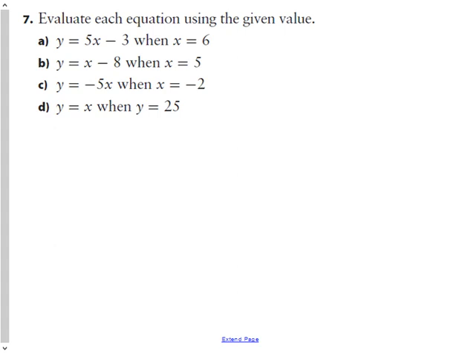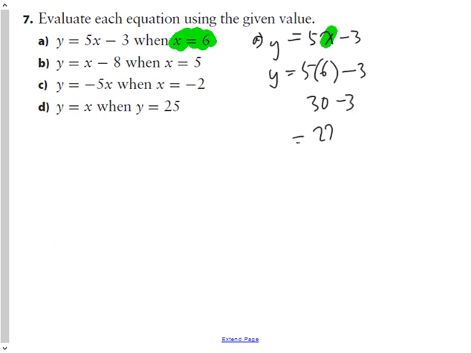Question 7. Evaluate each equation using the given values. So for this one, I'm going to write for A, I'm going to write my equation. And I'm going to substitute my x equals 6 right there into where x is. So it's going to be y equals 5 multiplied by 6 instead of by x. And I'm simply going to solve this to get y equals 27. So when x equals 6, y equals 27, and therefore that would be my ordered pair, (6, 27), in that particular equation.